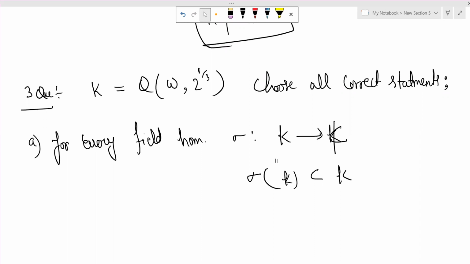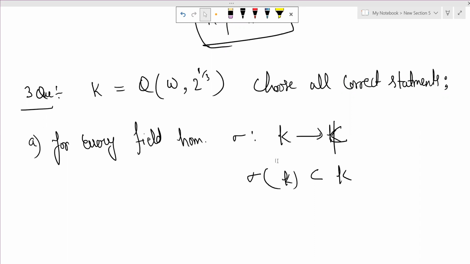Yes, sir. Where any element can go under a field homomorphism. First, we defined the extension on Q only, meaning Q can go only to Q. This is the definition of a field homomorphism. The base should go to the base. Then omega can either go to omega or omega square. Both are present in K. So what about 2 to the power 1 by 3?